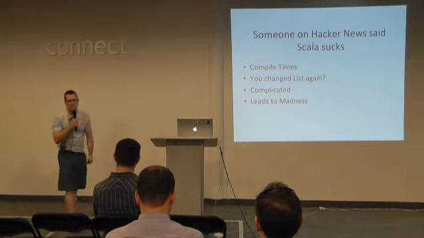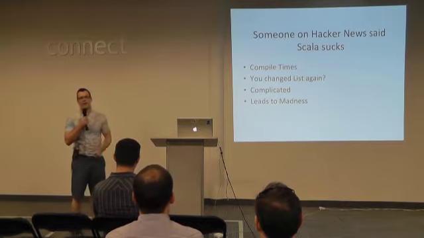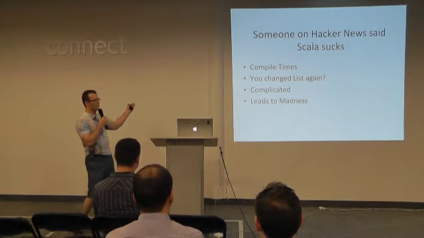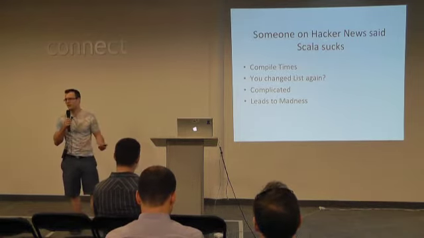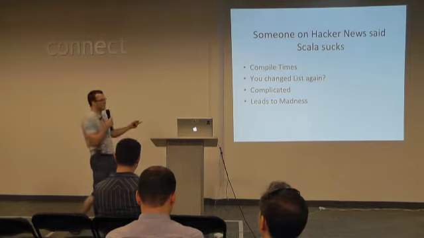The compile times can be very long if you have a large application. Ask anyone who works at Foursquare, and they will tell you all about it. Break backwards compatibility. So every time they release a new version, they'll break something. They're known for doing this. The Java util list is the same as it was in '94. That's not the case with Scala.